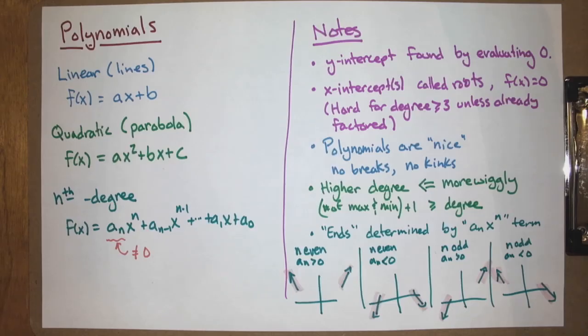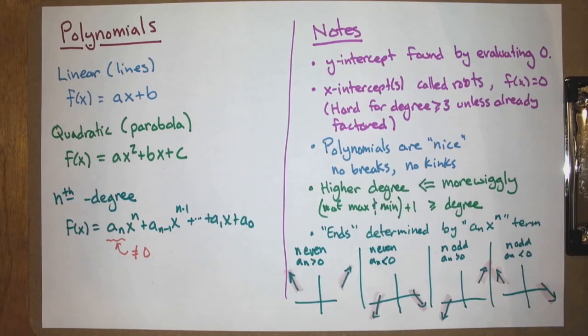So it's hard. The only exception is if it's given to us in factored form, because if we already have it factored, then we can take advantage of the fact that, oh, if I have a bunch of things multiplying and they're equal to 0, I just have to say when the individual pieces are equal to 0. So that's about the only time when we can find roots.